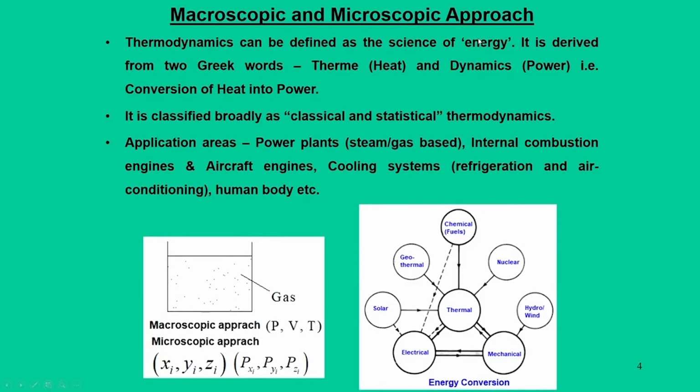So, this is the overall picture of this particular segment, but before you go deep into them, let us see what the word thermodynamics means. It is nothing but the science of energy. As you see, energy is available in many forms, like thermal energy, electrical energy, mechanical energy, hydro or wind energy, and nuclear energy. Energy is also available in the form of chemicals, that is in the fuels. Energy is also available underground in the earth, and we call this geothermal energy. We also have solar energy.